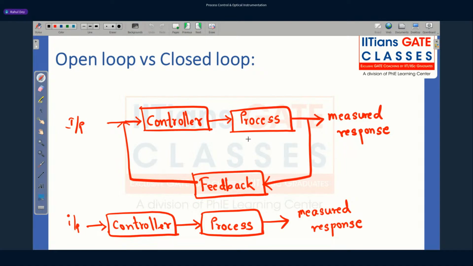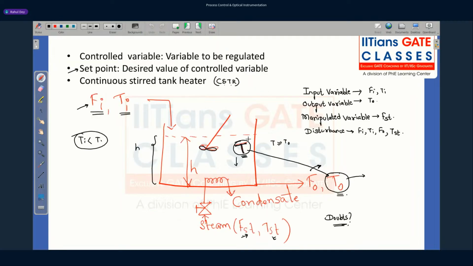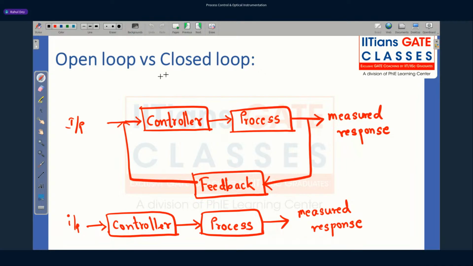So basically feedback adjusts the manipulated variable. Understand, what is the manipulated variable? See, I have told this is your manipulated variable. Here I told that FST is the manipulated variable. One more thing I will say, there is one more definition of manipulated variable. Manipulated variable, it is the input to the controller.